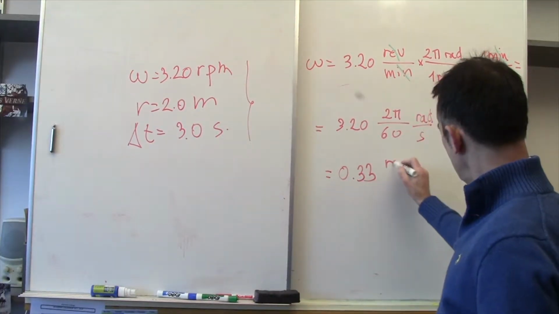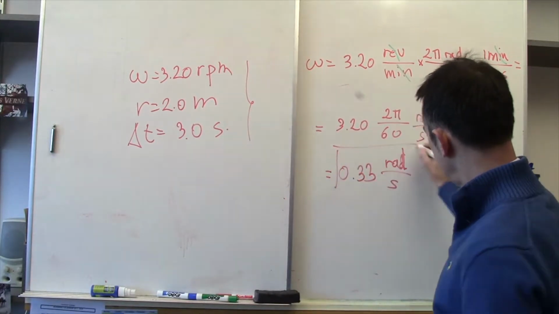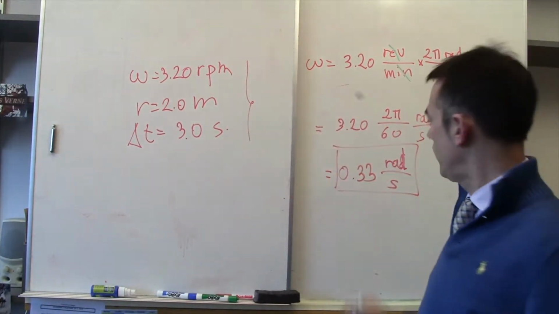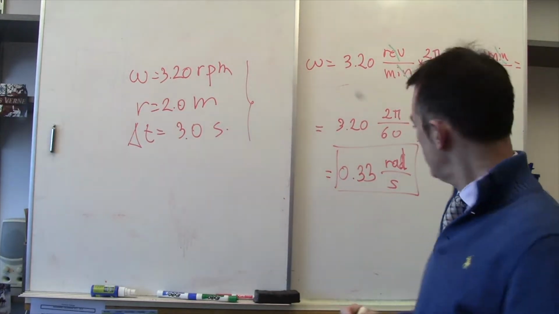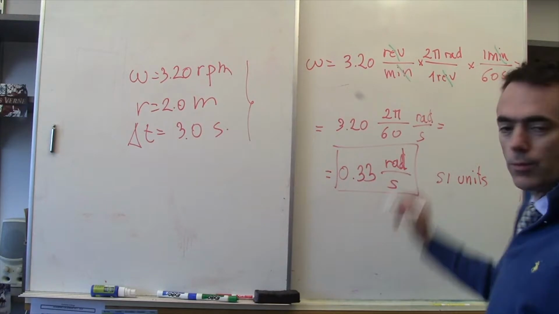0.33 radians per second. So that's omega in the SI units, which is radians per second.